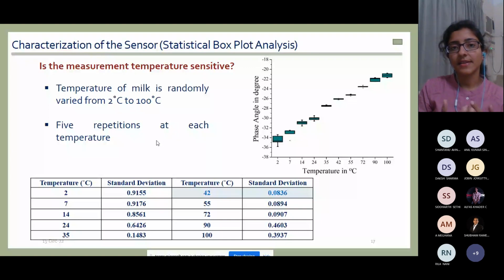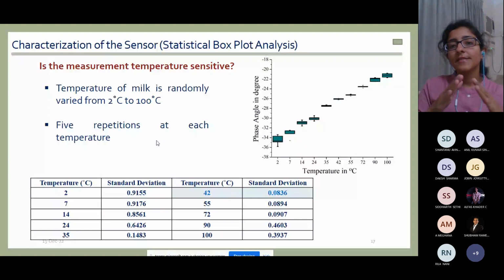Data means that is the phase angle data we are getting. So in this phase angle, we see that the spread is minimum at 42 degrees centigrade. Whenever the spread is minimum, that data is correct. So we have to interpret and analyze those data with the help of different statistical analysis. Here I have used one, which is called the box plot analysis.